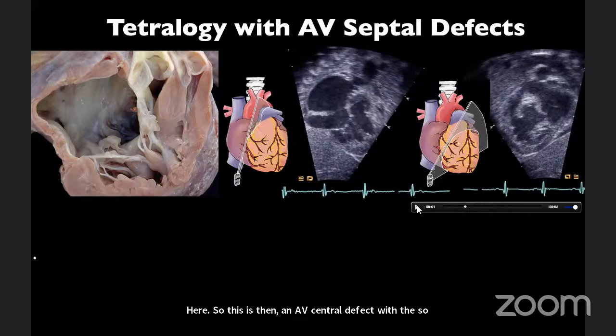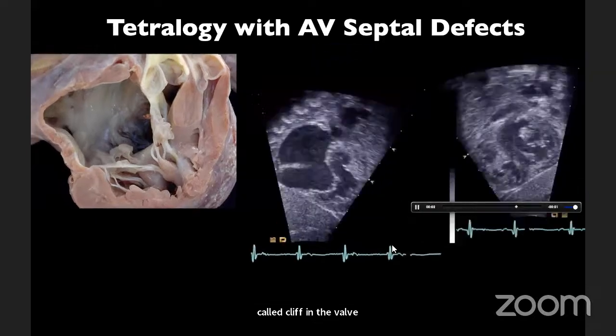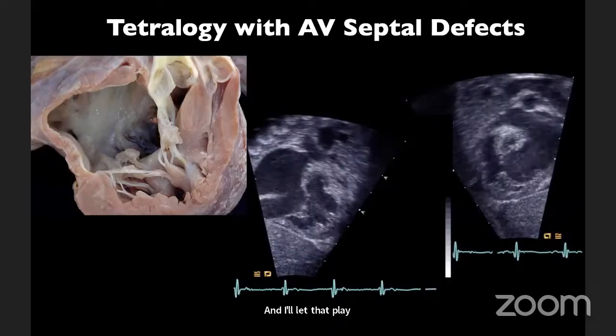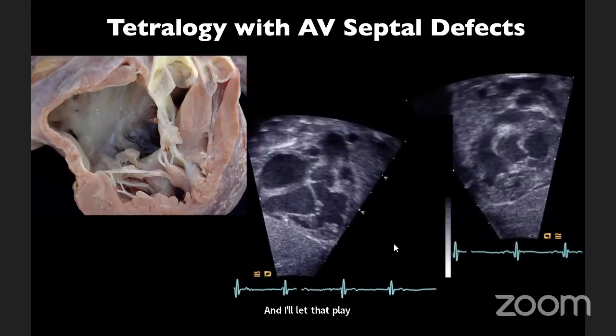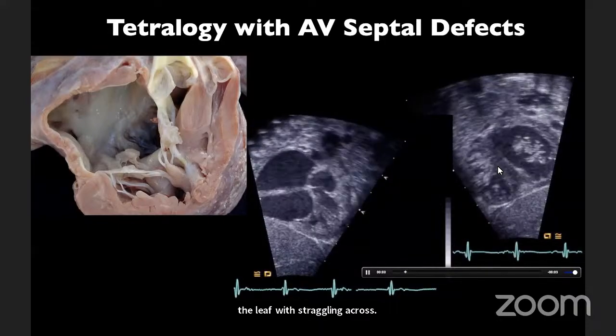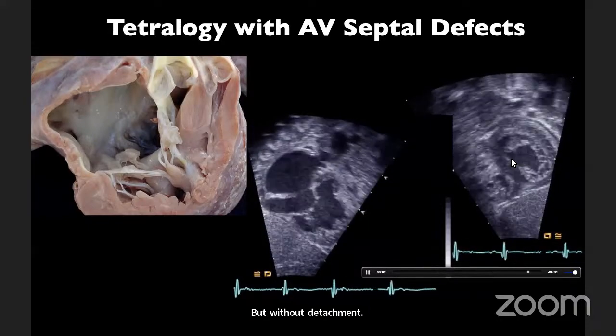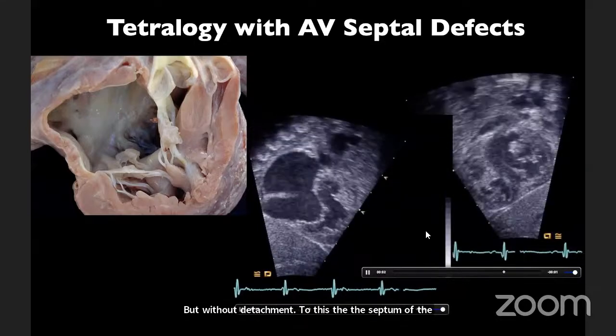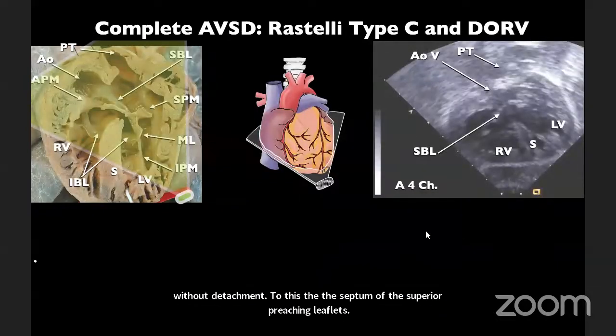And I'll let that play. And I'll increase the size of this. And there you have the leaflet straddling across, but without attachment to the septum of the superior bridging leaflet. So tetralogy with AV septal defect.